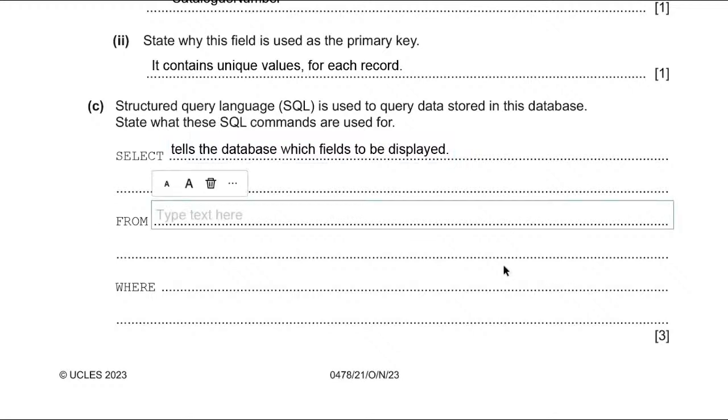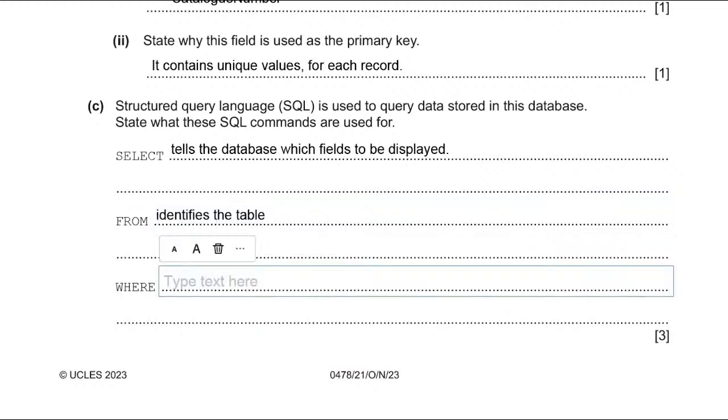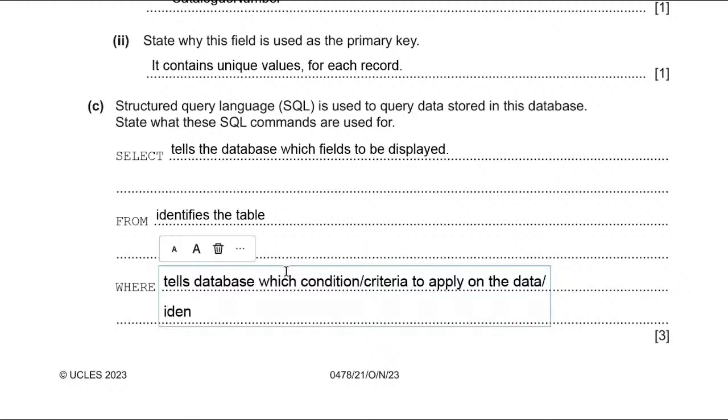From tells you which table to get the data from. It identifies that table. Where is basically a condition. It tells the database which condition or criteria to apply on the data, or you can simply write that it identifies the search criteria or condition. There can be multiple ways of answering this.